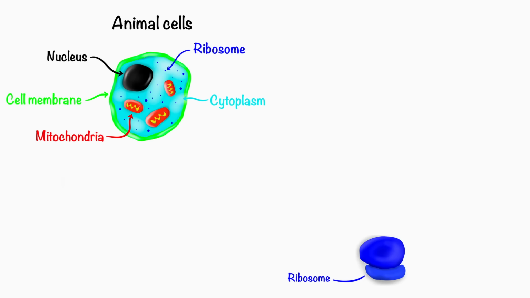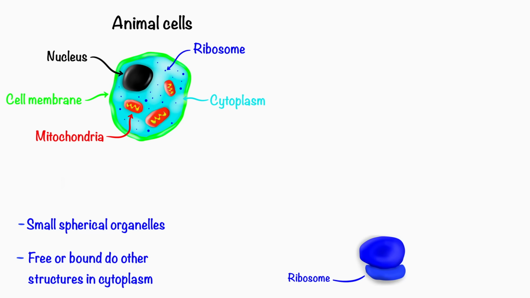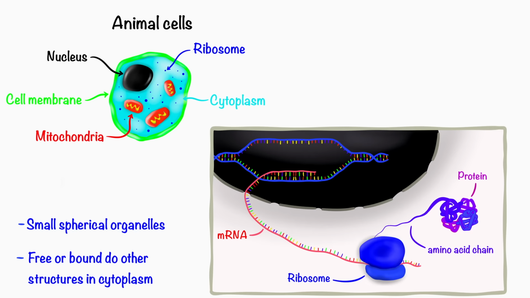Next, we have the ribosomes. These are very small spherical organelles, which can be found free or bound to other structures inside the cytoplasm. It's the site at which proteins are made after taking instructions from DNA via the mRNA.